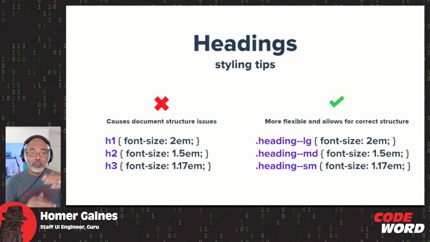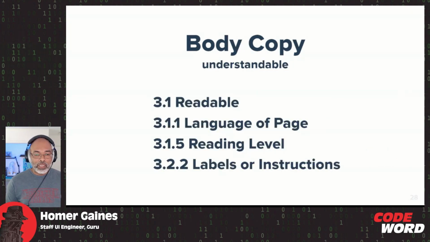And if you wanted all of those to have the same visual appearance, but structurally set up the document so that it is correct, then using classes will be the better way to go. Same with body copy. Body copy falls underneath understandable. So it's readable, the language of the page, the reading level, and labels or instructions.